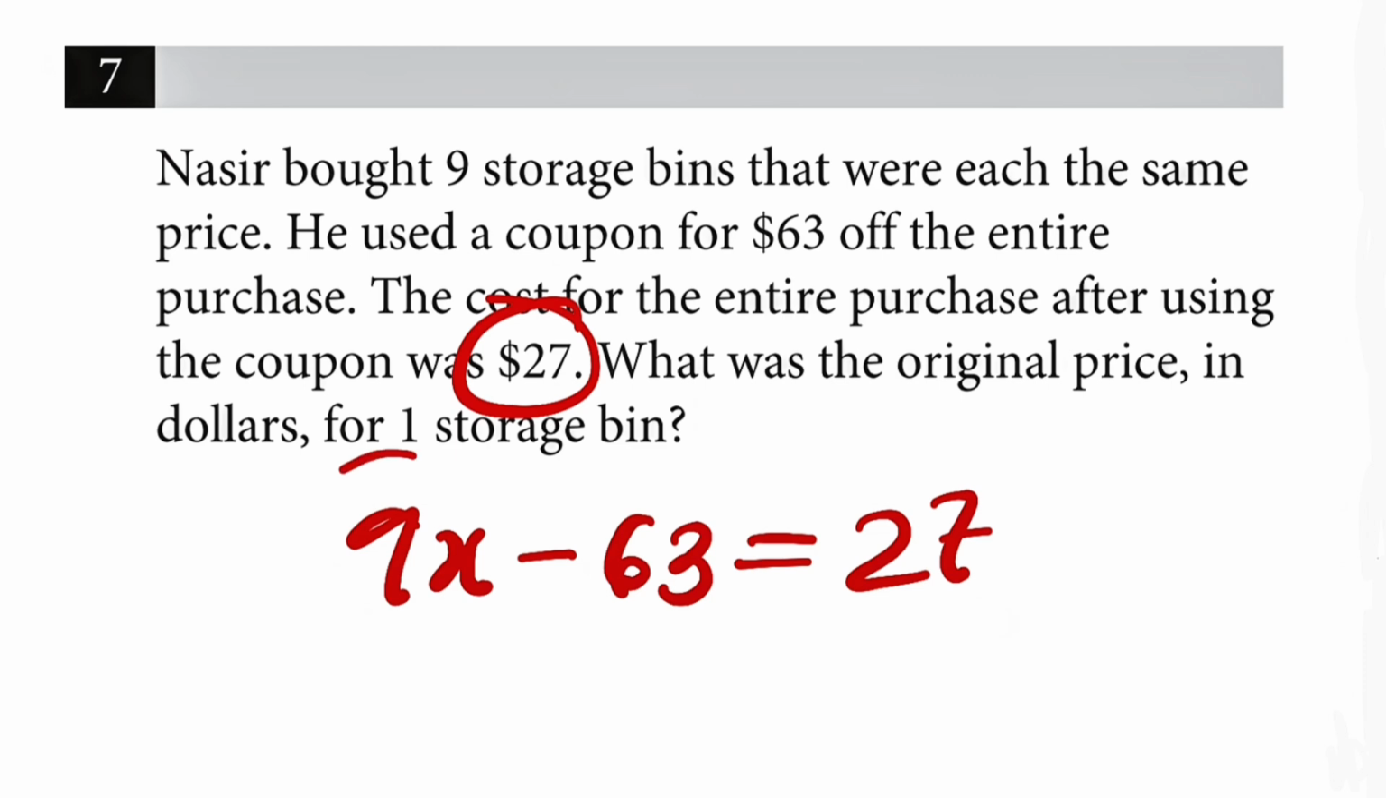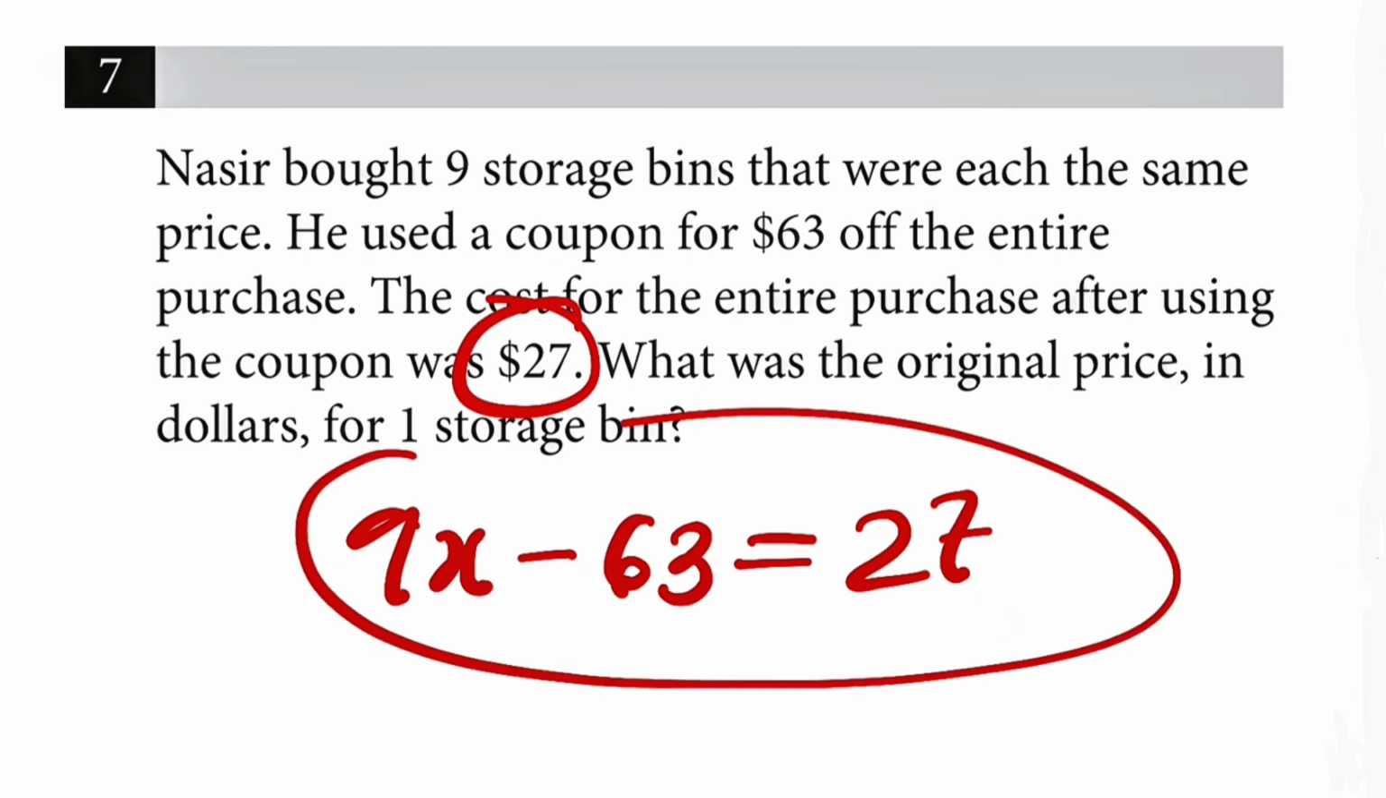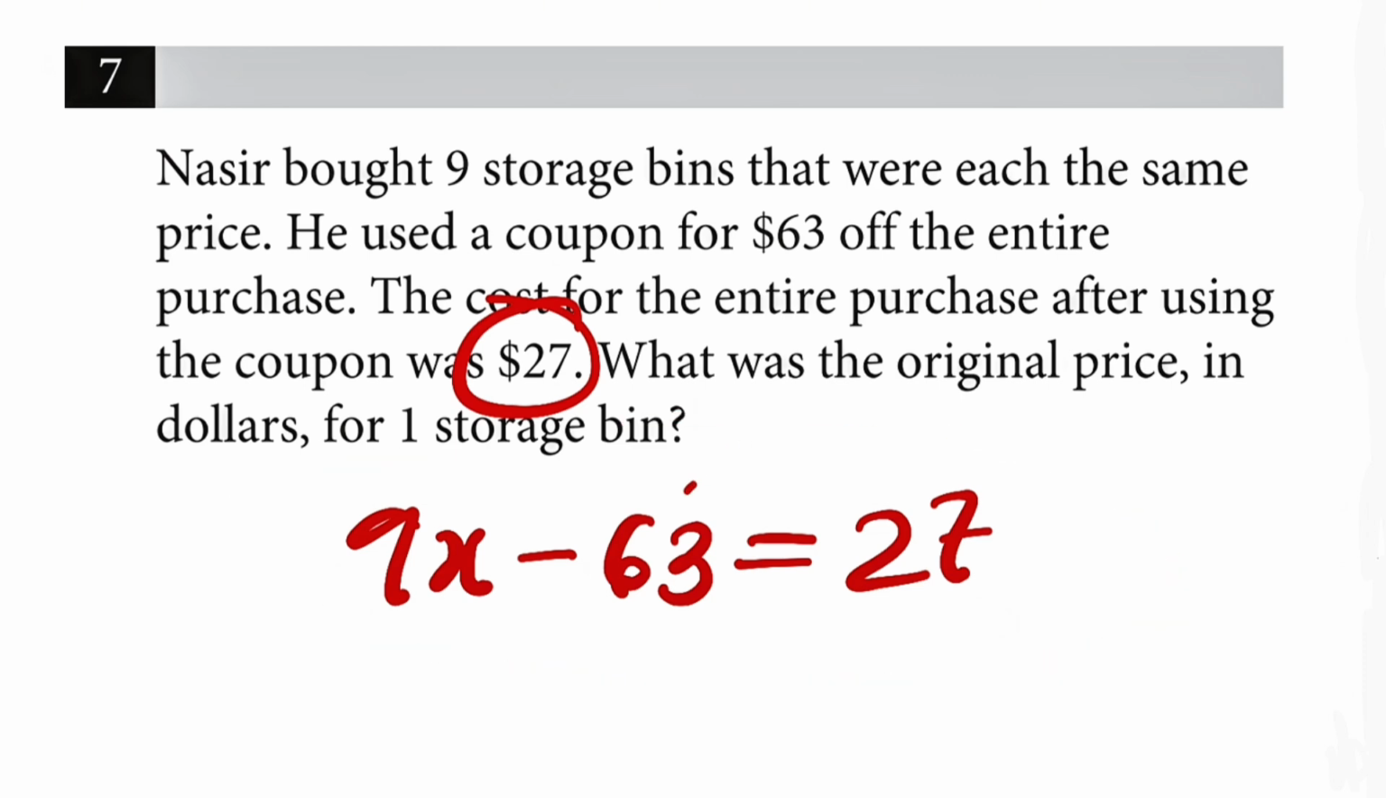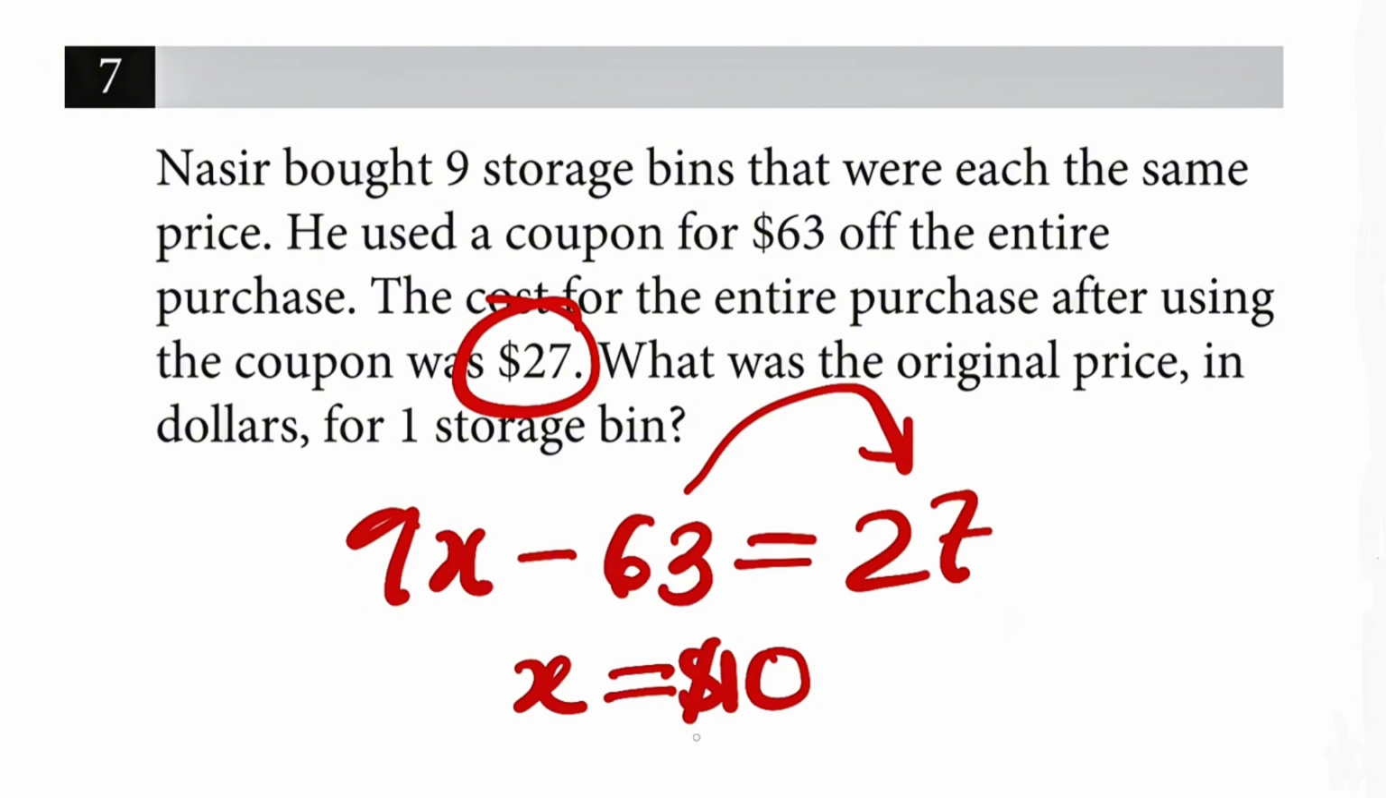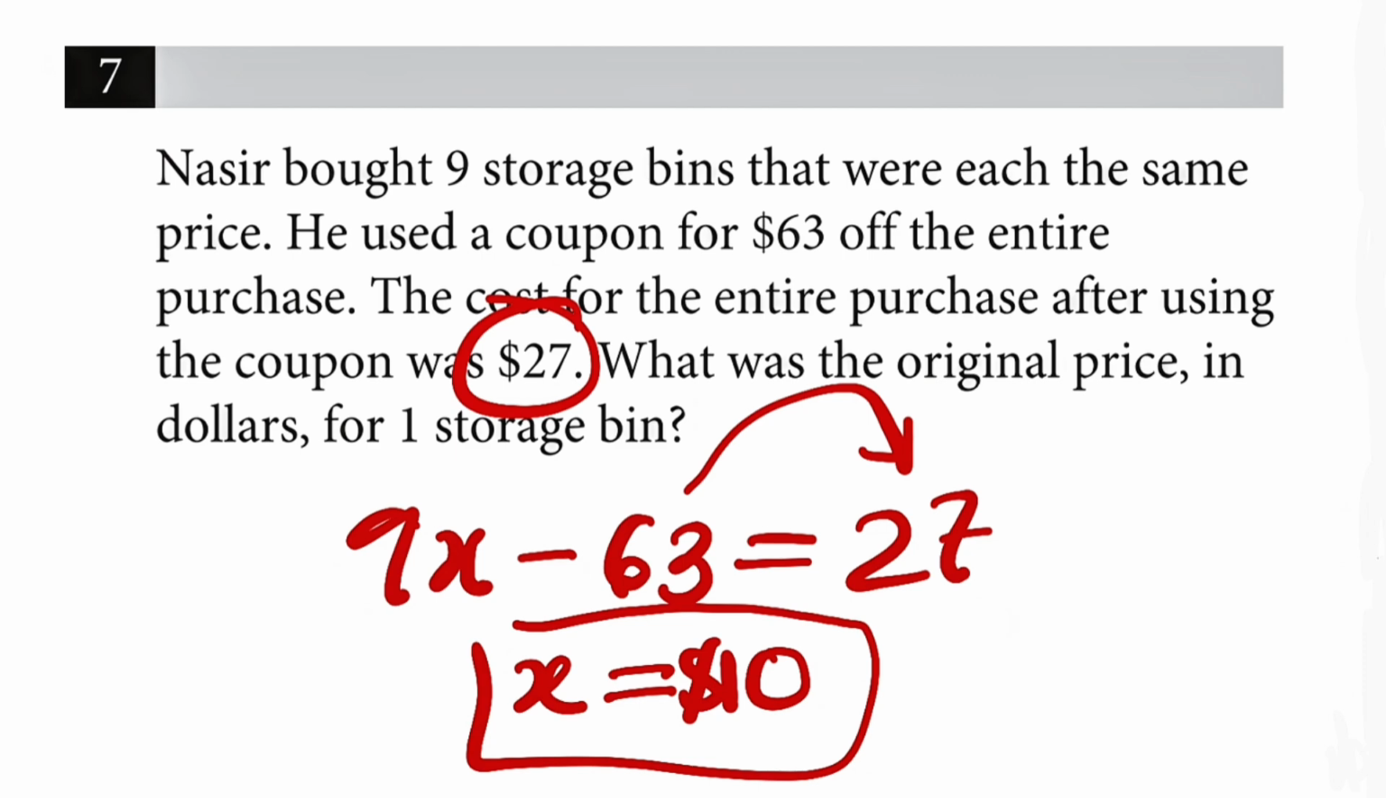So this is what you can solve mentally. How? You should mentally take this one to the right, which is going to transform it to positive, right? And 27 plus 63 is 90. And since you are looking for X, you divide both sides by 9 and X will be equal to 10. And this is dollars, right? So the cost of a single bin is $10 without any discount. That is the original price.